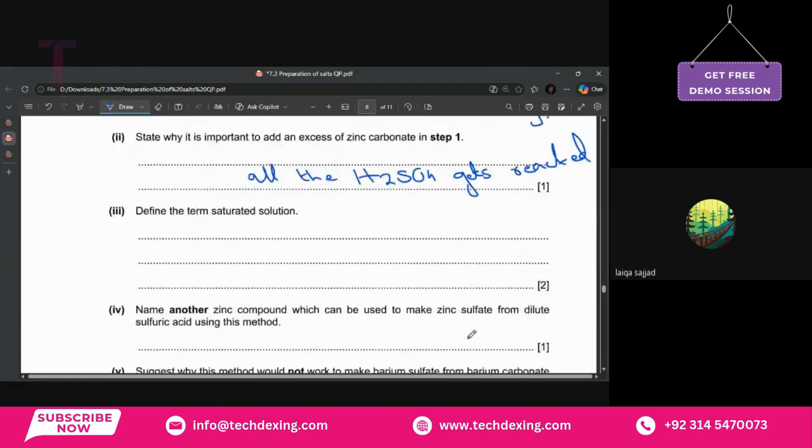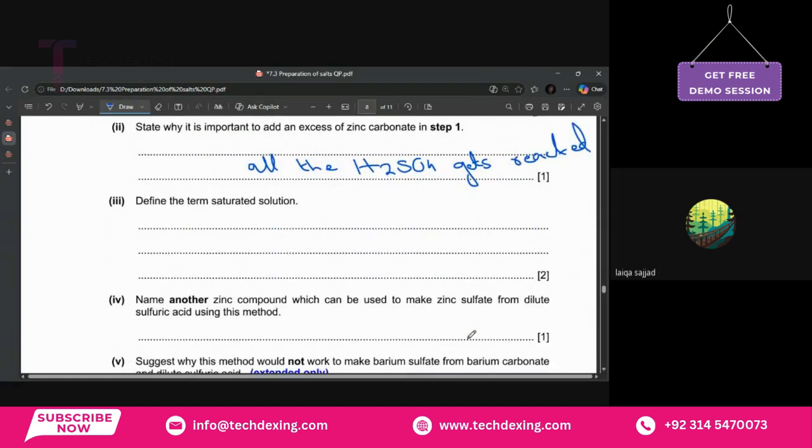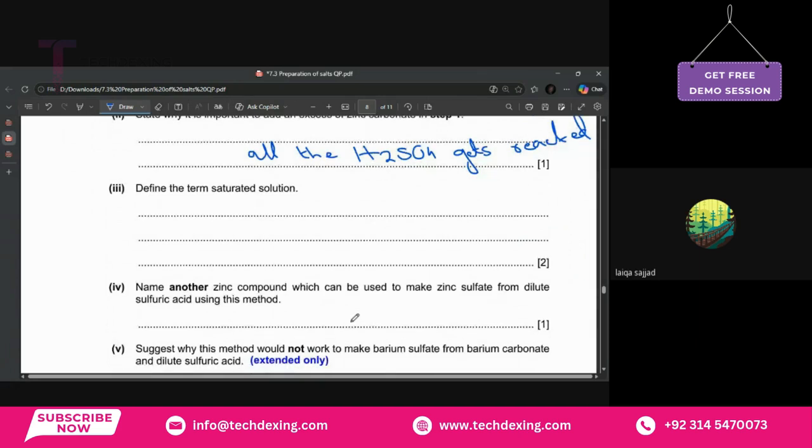Define the term saturated solution. A solution that contains the maximum amount of solid that can be dissolved in a solvent. Yes, very good. Okay, then you have to name another zinc compound which can be used to make zinc sulfate from dilute sulfuric acid using this method.